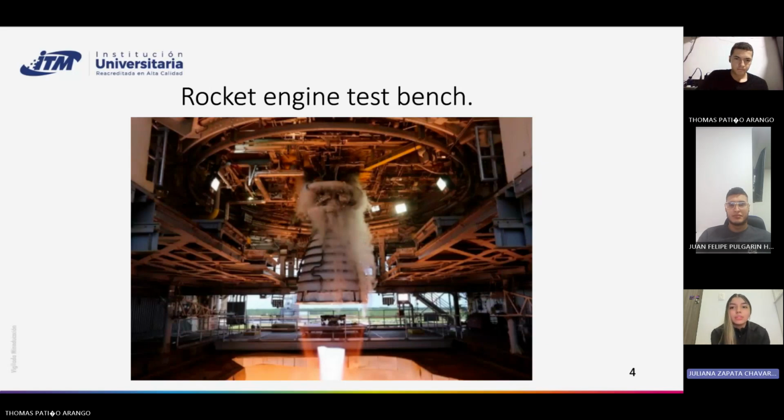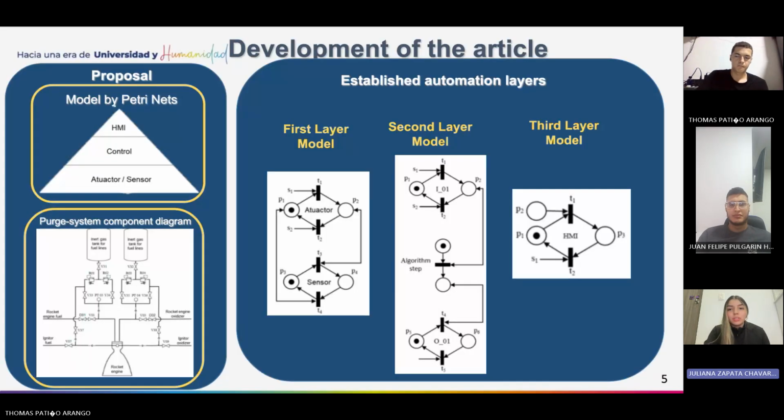So, the authors propose a Petri net model to simulate and understand the system. The system has three levels: actuators and sensors with the physical parts, control where commands are processed, and HMI, the human machine interface for human interaction. The diagram below shows how all components are connected.